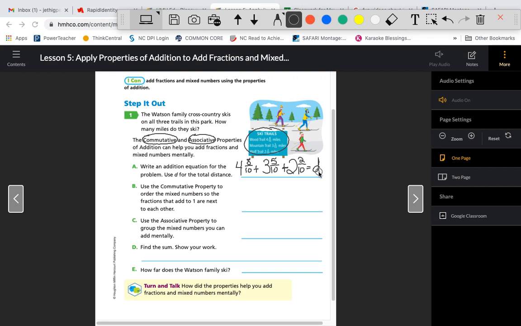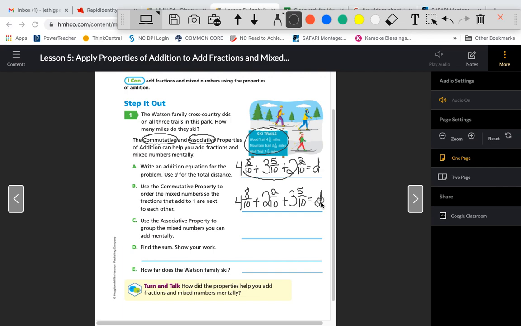Use the commutative property to order the mixed numbers so that the fractions that add to 1 are next to each other. So we want to come up with which two, when we add the numerators together, are going to make one whole. Well, we notice that our denominator is 10. So in order for us to make a whole, we have to have 10 as our numerator. Looking at 2 of our numerators, we can see that 8 plus 2 gives us 10. So we're going to put these two numbers together. So we're going to say 4 and 8/10 plus 2 and 2/10. We're just reordering the numbers to make it easier to add.